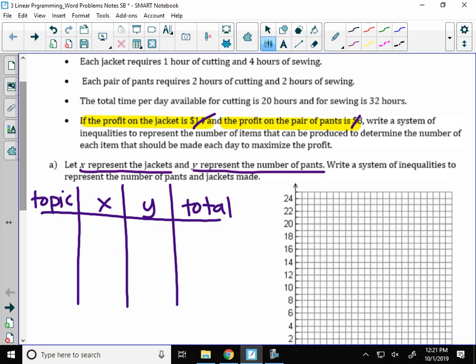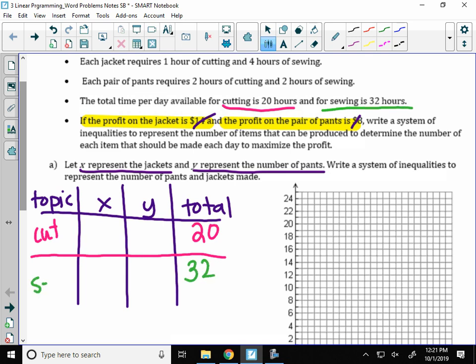20 hours for what? For cutting. Since I know that there's a total of 20 hours to cut the fabric, that's going to be one of my equations. Okay. What else do they give me the total for? Sewing, right? There's a total of 32 hours to sew. So that's what the other equation is about. Since I give you an answer, I have to be able to fill in the rest of the info.